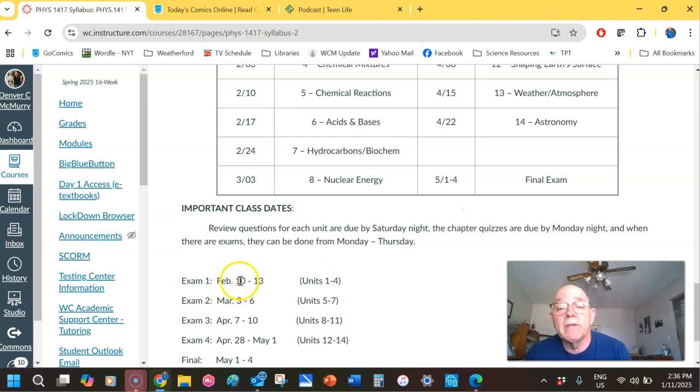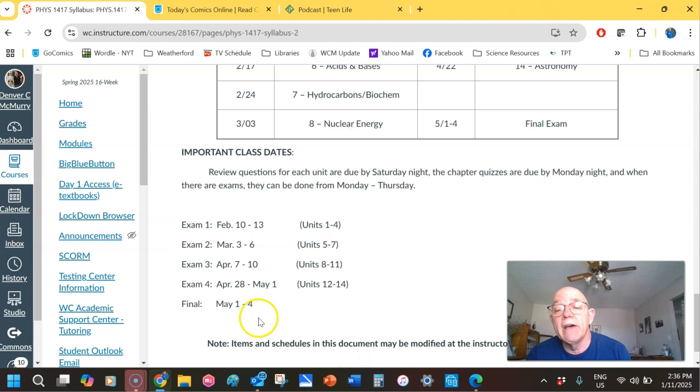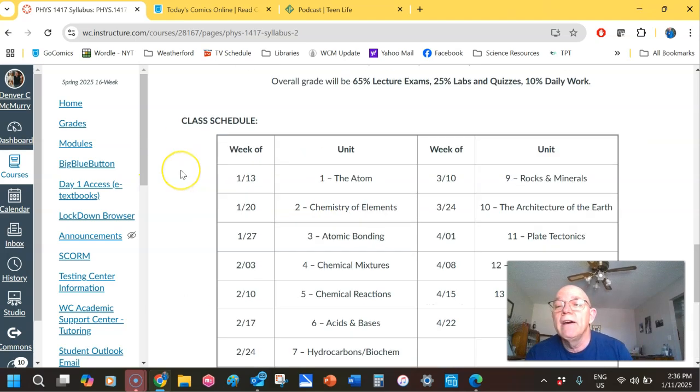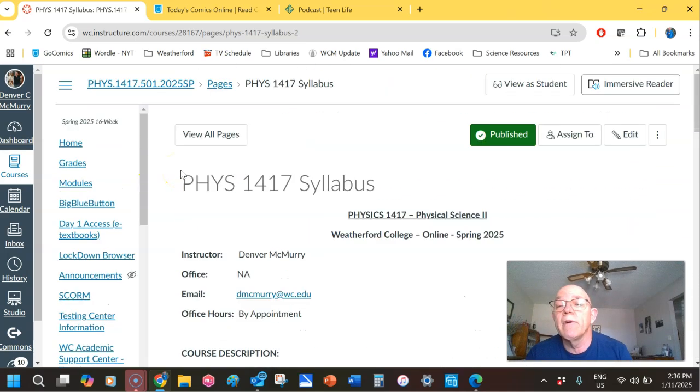These are roughly then Monday to Thursday, February 10th through the 13th, would be your first exam with the first 4 units. The next exam will only be over 3 units, then 4 units again, and then 3 units for the last one. And then, of course, the final will be over all the units and so forth. I think that's pretty straightforward. But if you have any questions, once again, always feel free to let me know.